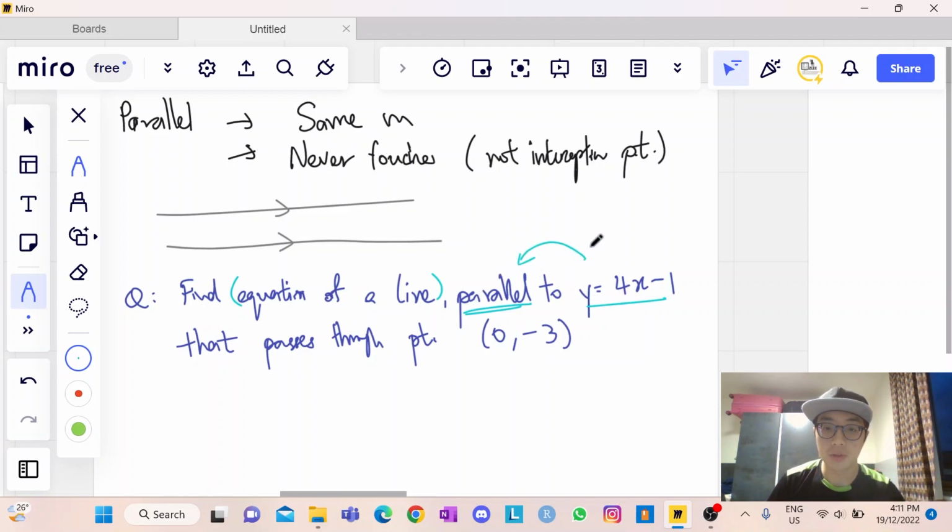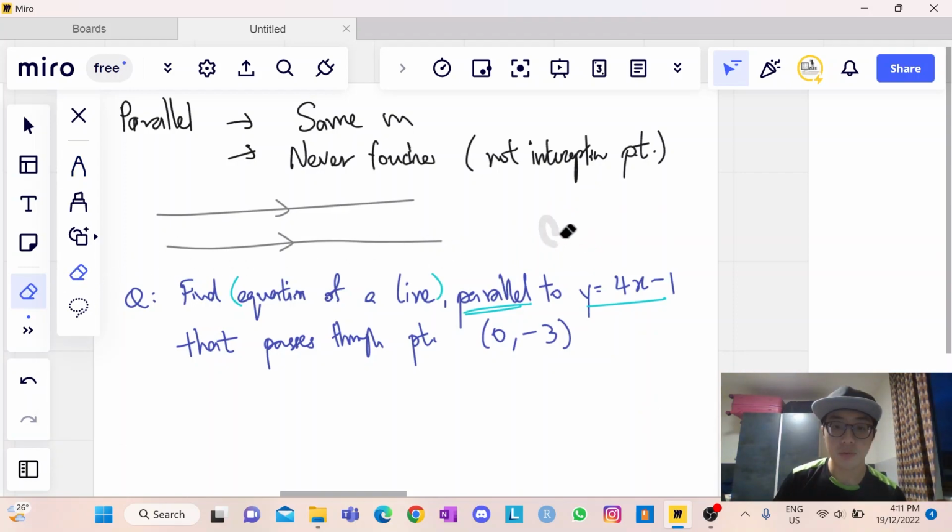So they say parallel to this. Both of them are parallel. So this is like a symbol of parallel lines, not this. The symbol of parallel line is just like this. So they are parallel. And then the equation of line needs to pass through this point.